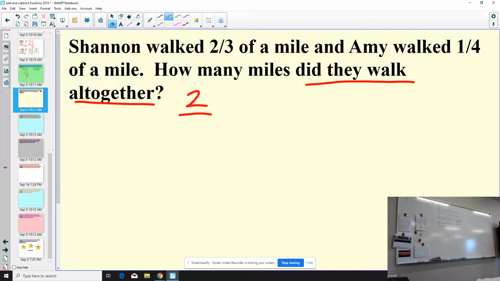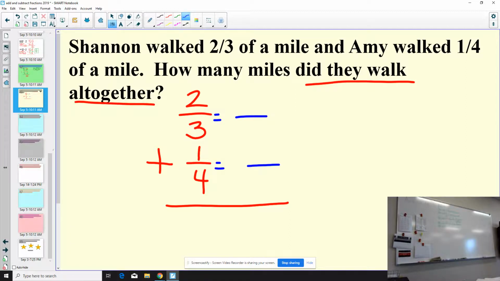So on your paper, put 2/3 plus 1/4. You're going to add. And it really doesn't matter whether you put 2/3 first or the 1/4 first. Okay, once you have this written on your paper, I want you to hit pause on the video, work it out, and when you get done, hit play and we'll check your answer. Okay, now that you've hit play, let's see how you did.